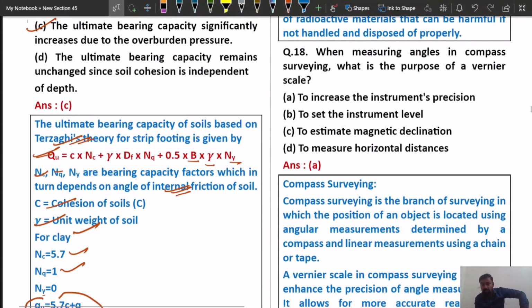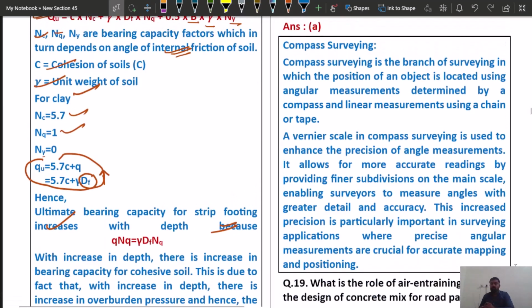When measuring angles in compass surveying, what is the purpose of a vernier scale? This question is asking about the use of a vernier scale in compass surveying. Options are given: to increase the instrument's precision, to set the instrument level, to estimate magnetic declination, to measure horizontal distances. What is compass surveying? Compass surveying is the branch of surveying in which we measure angles by the compass, and linear measurement is done by chain or tape.